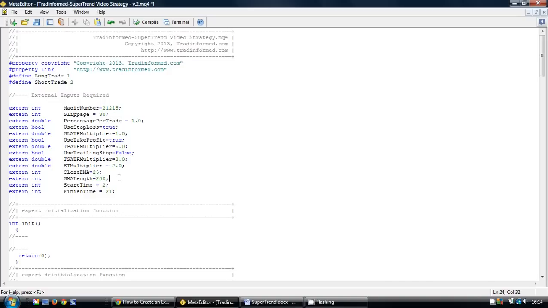And finally, the last of our external inputs refers to the start and the finish time. This is so that we are able to tell the expert advisor to trade only at specific times. The Forex market, which is mostly what people use MetaTrader 4 to trade, is open 24 hours a day. However, it does not mean that every time period is equally suitable necessarily for opening a trade. So we're going to use our start time and finish time to set limits on when the expert advisor can open new trades.